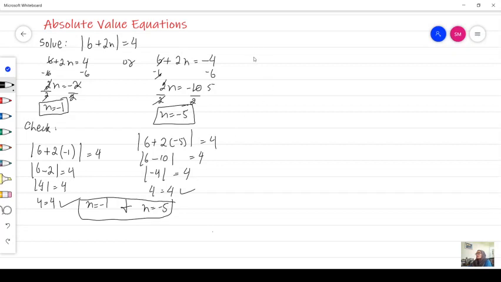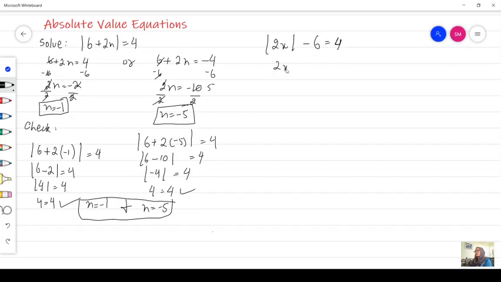Let's try another example. I have the absolute value of 2x minus 6 equals 4. Now, before you start solving your problem here, make sure that you understand: after the equal sign, is this number positive? If it's positive, we can solve it further, but if it's not positive, then there is no solution, because an absolute value is not equal to a negative number.